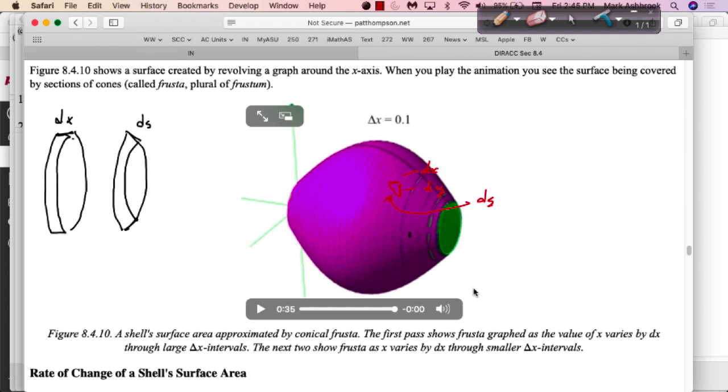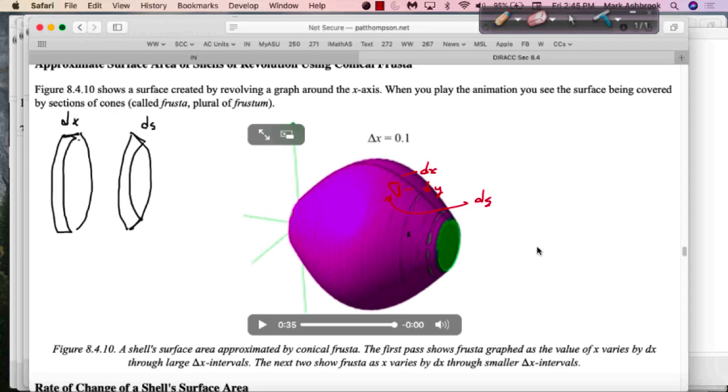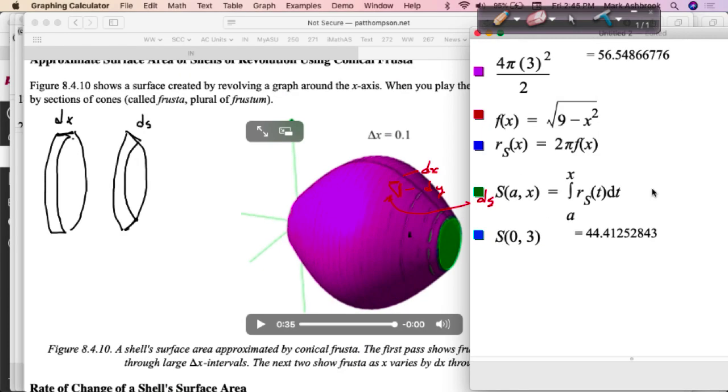The dx ribbons going around will always be stair steps, and that's why they don't give us a big enough surface area. We got way too small, 44 as opposed to 56. Okay, so that means we need to alter our rate of change function.